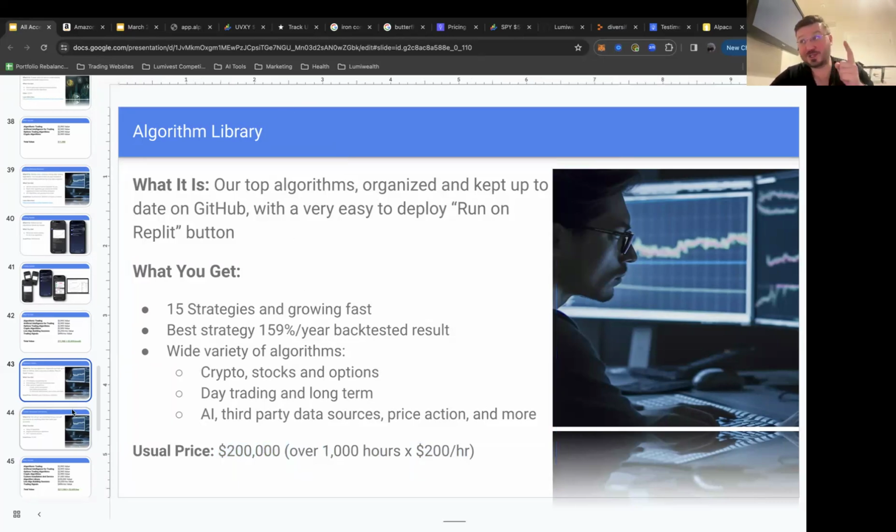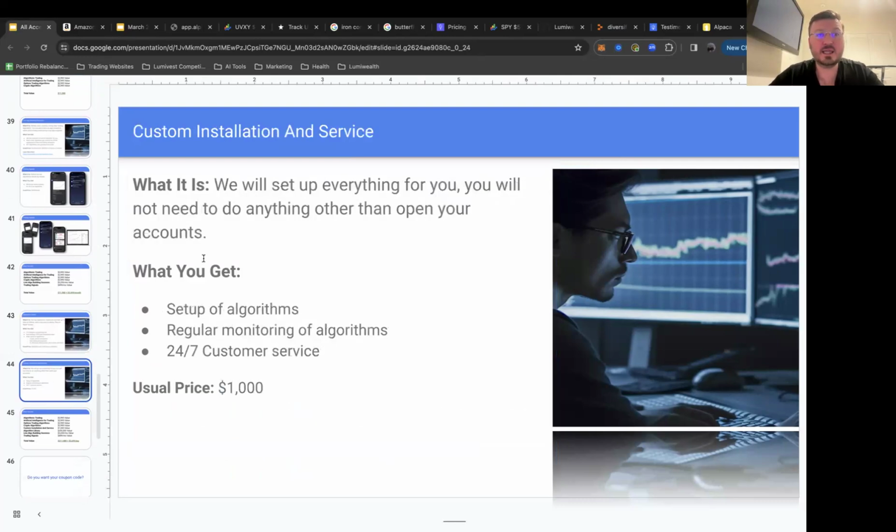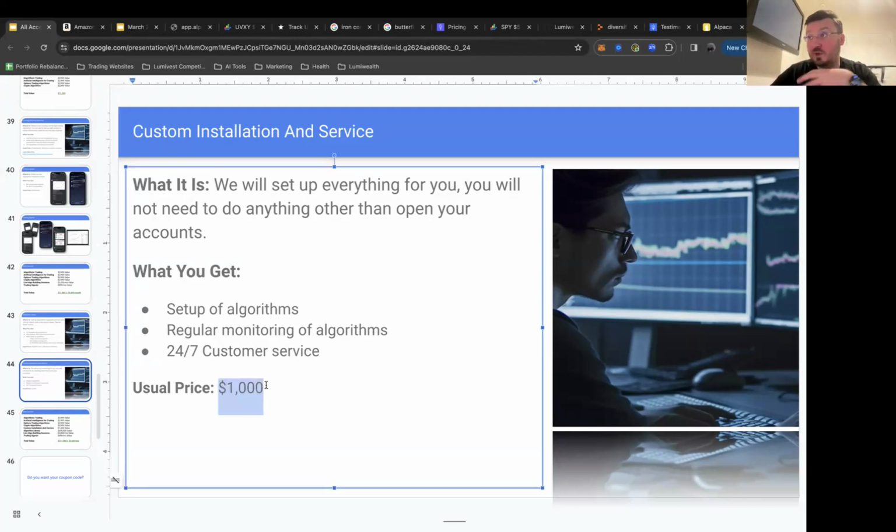But you're not going to pay $200,000. You're not going to pay anywhere near that, but you are going to get that as part of the all access plan, right? Then you're also going to get one more thing. When you buy our all access plan, you're also going to get custom installation and service. So if you want us to walk you through everything, make sure you're all set up, monitor your algorithms, and make sure that they're working well, we'll do all of that for you. Usually, if you want to do something like this, you'd probably pay $1,000 to someone to do all the work for you. We'll do that as part of the all access plan for free, if you join our service.